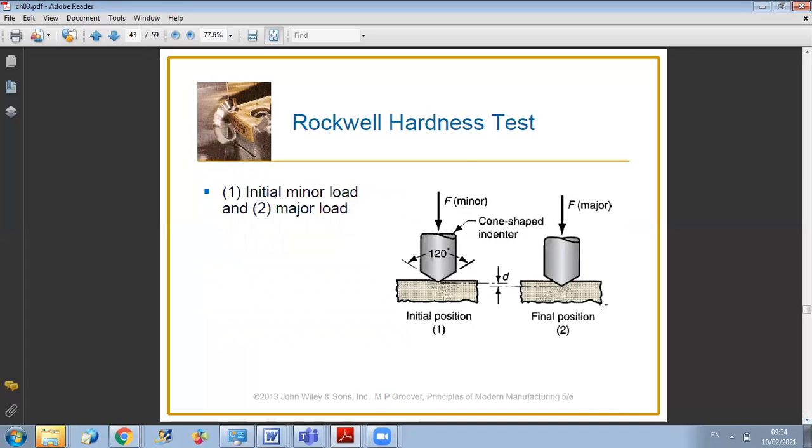Okay, so this is a figure showing the setup. As you can see, in an initial position, we put a minor load. This minor load will cause just a small penetration of the cone in the specimen. Now, after reaching this state, we increase the load a lot, so we put a much higher load, F. Under the effect of F, we will have a further penetration into the material. And the higher this penetration is, the lower the hardness will be. We have a formula that will give us the corresponding hardness as a function of this distance. So this is the idea of the Rockwell hardness test.